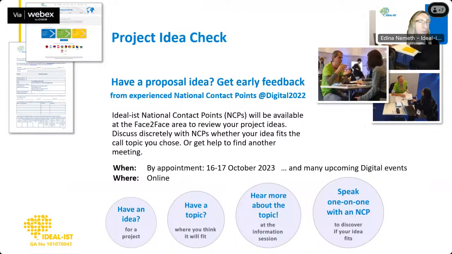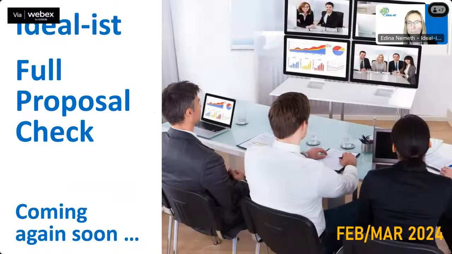We offer project idea checks. This will be by appointment also on the 16th and 17th of October, but we have multiple upcoming events like the Big Data Value Forum, the ADRA Forum, or the NGI Forum and the CHIPS JU launch event, where we will be available with experienced national contact points to offer you ideas and feedback on your project ideas. In addition to the project idea checks, closer to the deadline, we will offer online and on-site full proposal checks with experienced evaluators giving you feedback on your fully developed proposals.